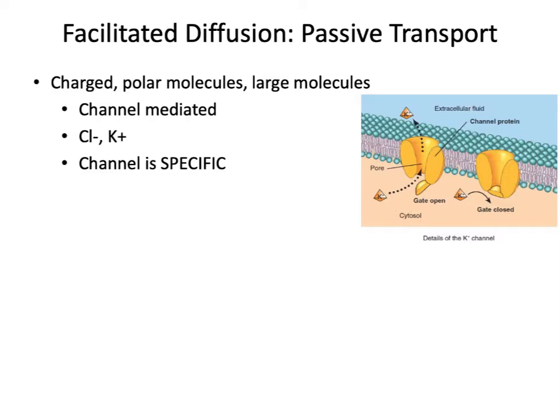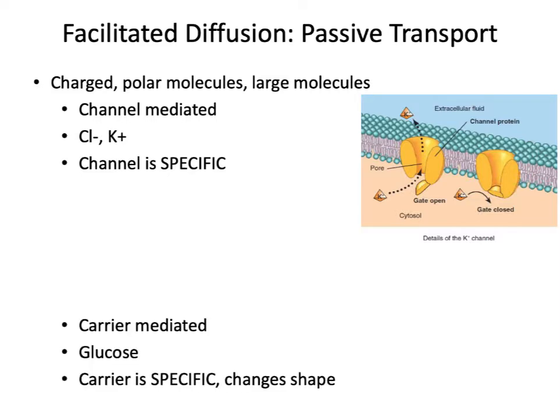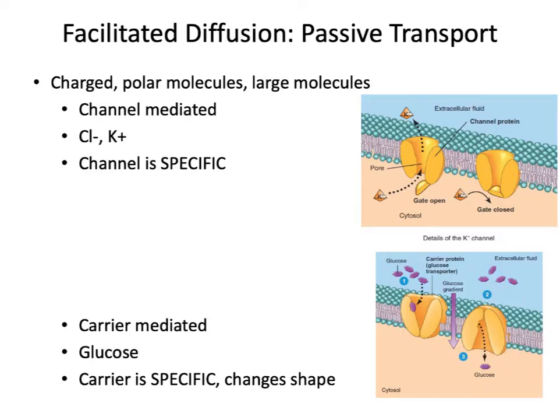The second type of facilitated diffusion is carrier-mediated. Large molecules like glucose will use a carrier to move across the membrane. The difference between a channel and a carrier is that a carrier protein will undergo a conformational change to bring the molecule across the membrane. The carrier, again, is specific for the molecule. For example, a glucose carrier will not be able to transport a different sugar across the membrane.